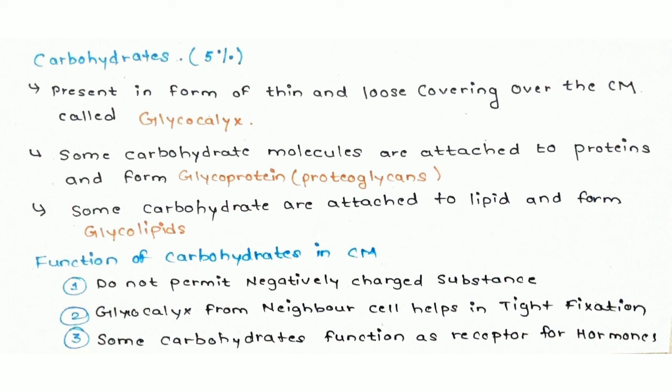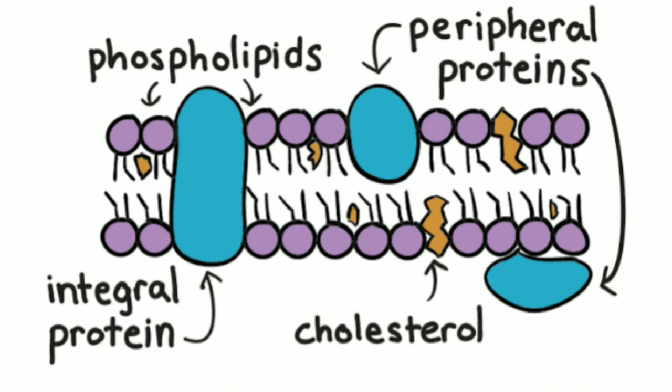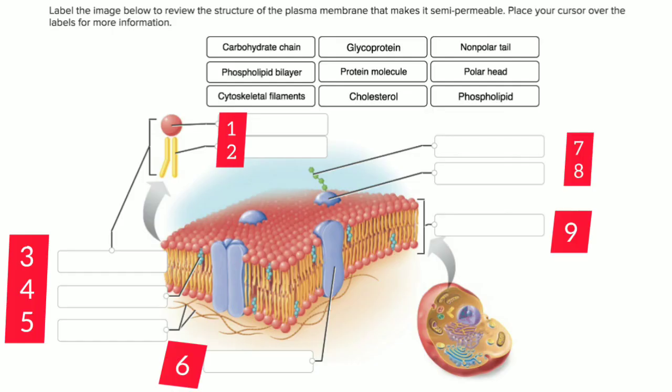So the overview of the video, we talked about cell. In that we were discussing the cell membrane and its three components: protein, lipids and carbohydrates. On the screen you can see the fluid mosaic model.